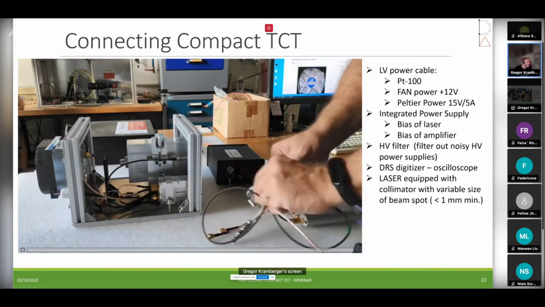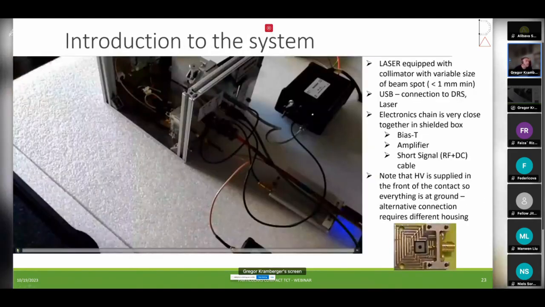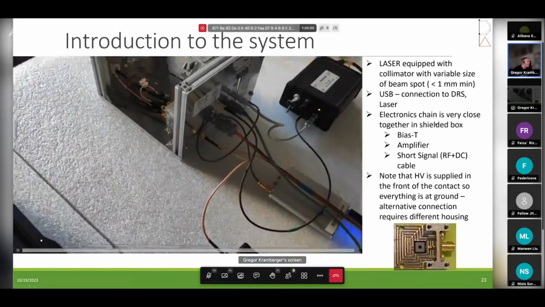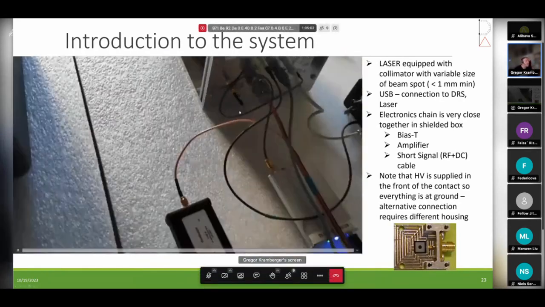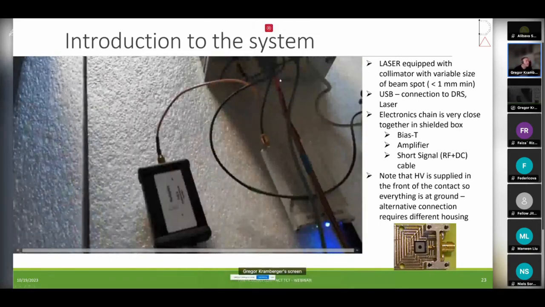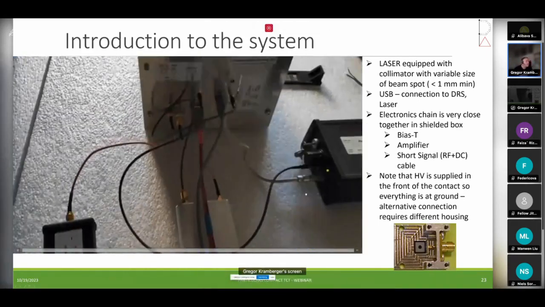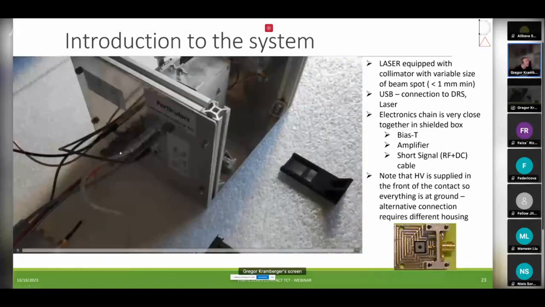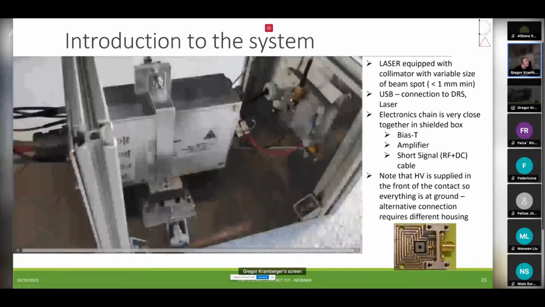Oh no, this is still the same slide. Okay, so we are coming now to just show it from different angles. So this is how it is connected at the back. This is the filter, this is the digitizer, this is the power supply for the laser and the amplifier. So everything is connected in the back. So this is the laser, this is the sample.